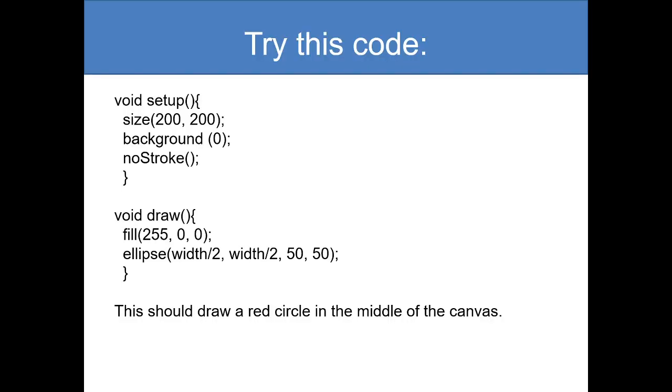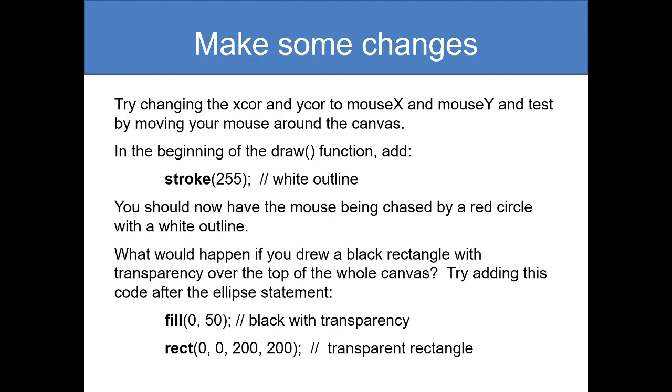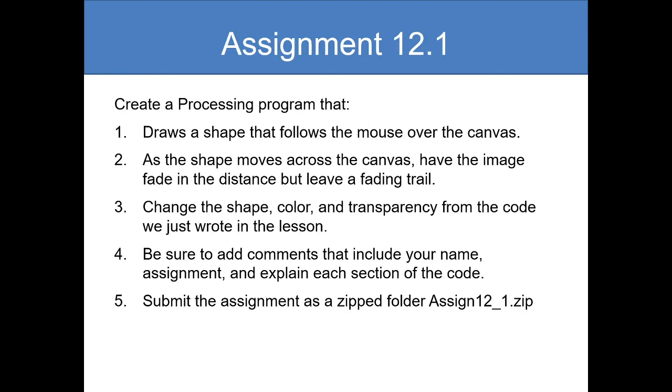So we did that. What your assignment is for this one is to make an object that follows the mouse and have it fade into the distance. Now we did just do that. What I want you to challenge yourself to do is to change the shape, the color, and the transparency that we just wrote. Add comments similar to what we're doing, but make sure that you go in and change things.